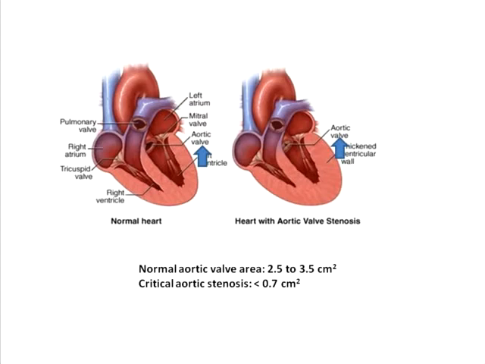Now the normal aortic valve area is about 2.5 to 3.5 centimeters square. Some books have given it as 3 to 4 centimeters square. But the narrowing of aortic stenosis causes symptoms only when the valve area comes below 1 centimeter square, or often 0.7 centimeter square, which is called the critical aortic stenosis.